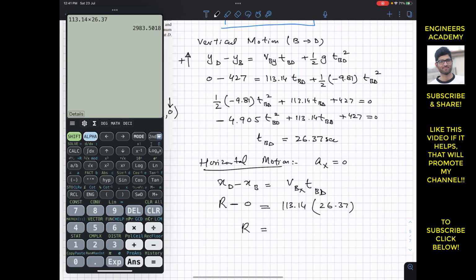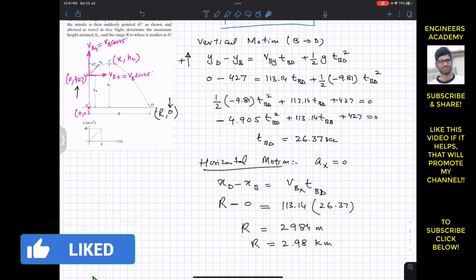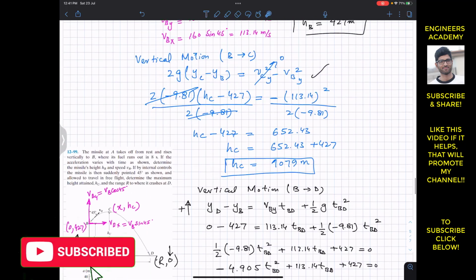So the range is approximately 2984 meters, or we can say approximately 2.98 kilometers. So the projectile travels a distance of 2.98 kilometers in the horizontal direction before it crashes. So this is the solution of this particular problem.